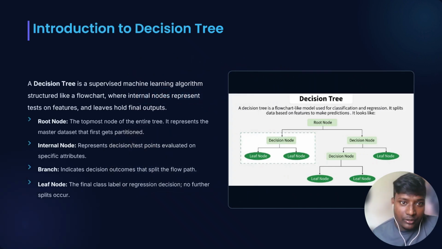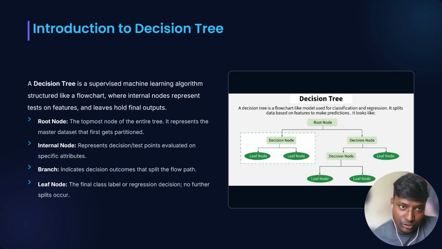Firstly, let's define our terms formally. A decision tree is a supervised machine learning algorithm that looks and acts like an inverted flowchart. We call it a tree, but in computer science, trees grow upside down. The root is the top and the leaves are at the bottom. Let's break down the structure of the tree: the root node, the internal nodes, the branches, and the leaf nodes.